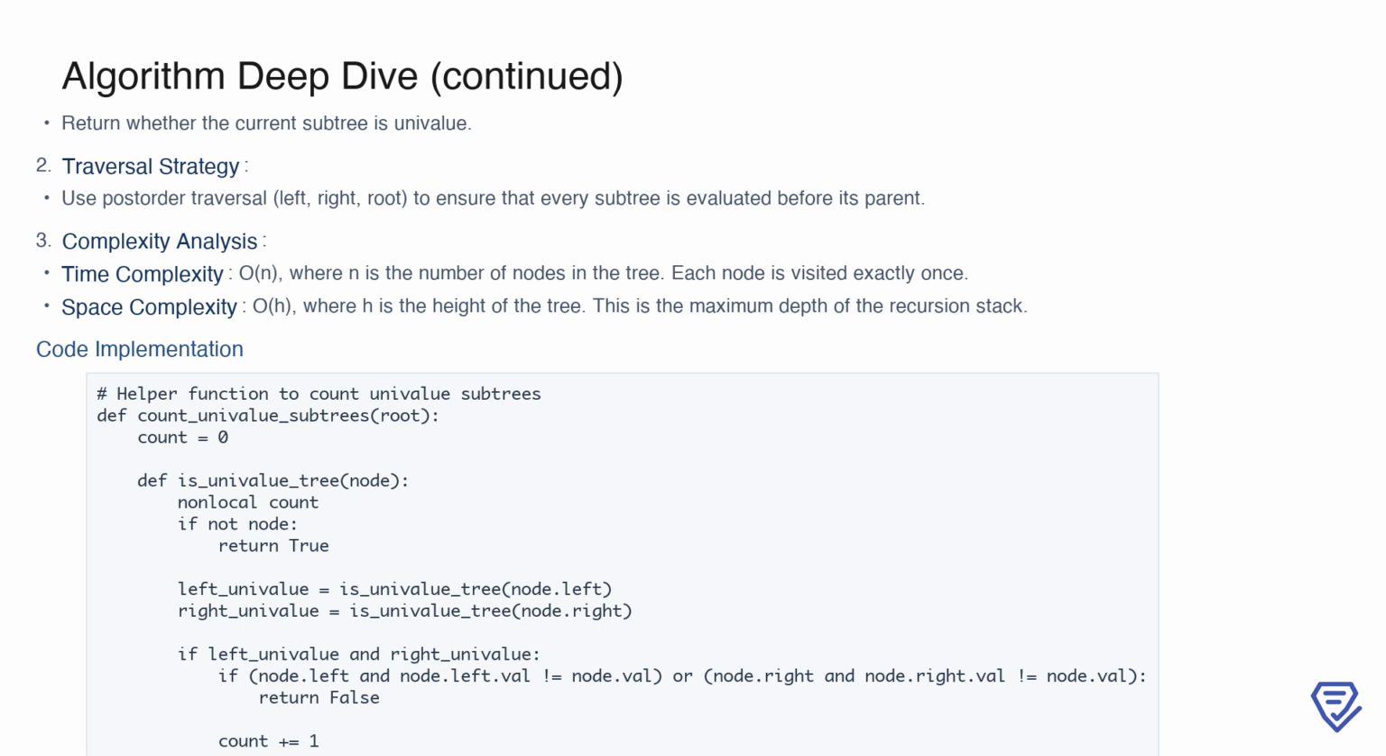The algorithm is implemented in Python using a helper function that encapsulates the recursive logic. By maintaining a global counter and leveraging the bottom-up strategy, the function avoids redundant computations. This ensures that the solution is both elegant and efficient, meeting the problem requirements within optimal constraints.